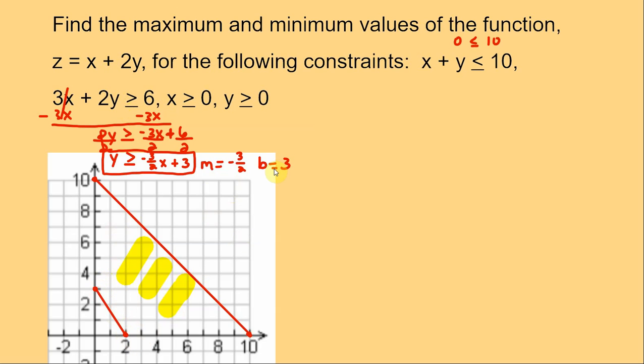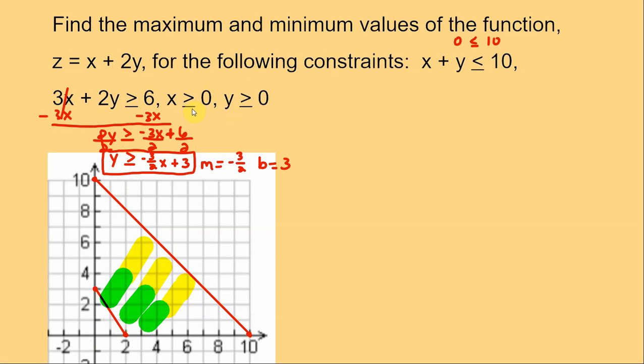And to use the shortcut to determine which side of the line we shade on, as long as it's in slope-intercept form and you followed the rules and flipped the inequality when you needed to, if our inequality says greater than, we shade above the line. If it were to say less than, we would shade below the line. So because this is greater than, we would be shading above this line, which is in this direction.